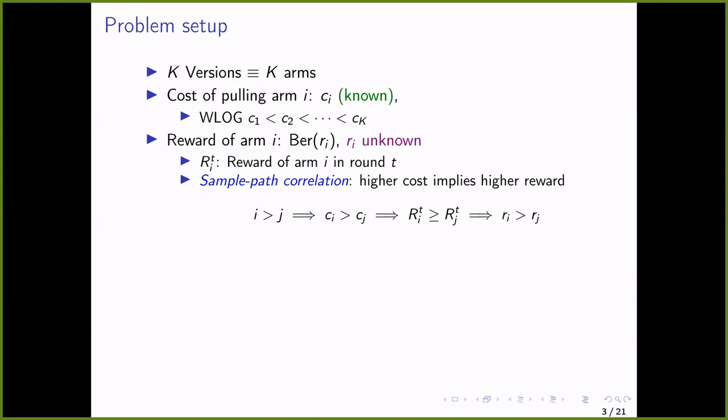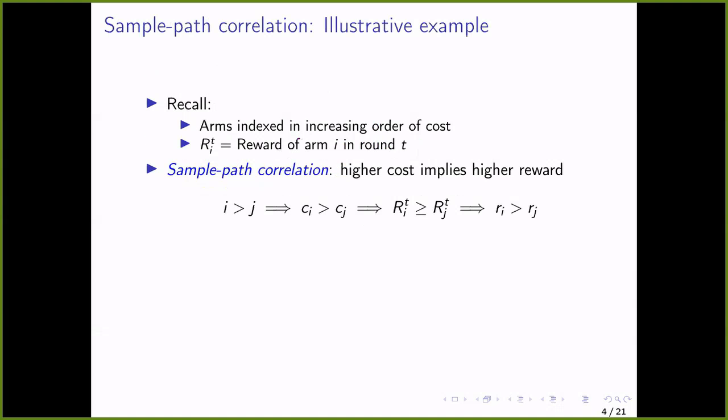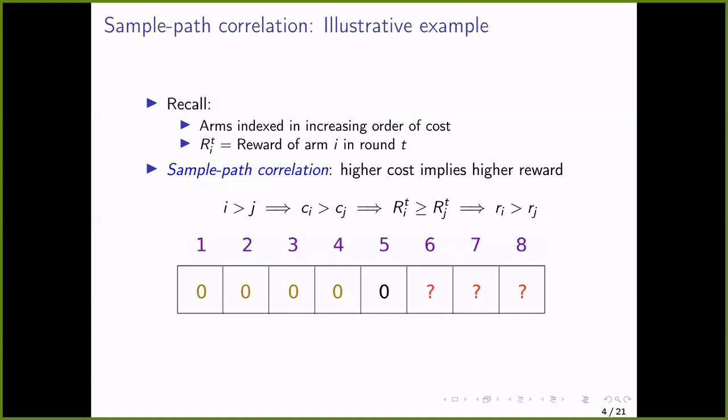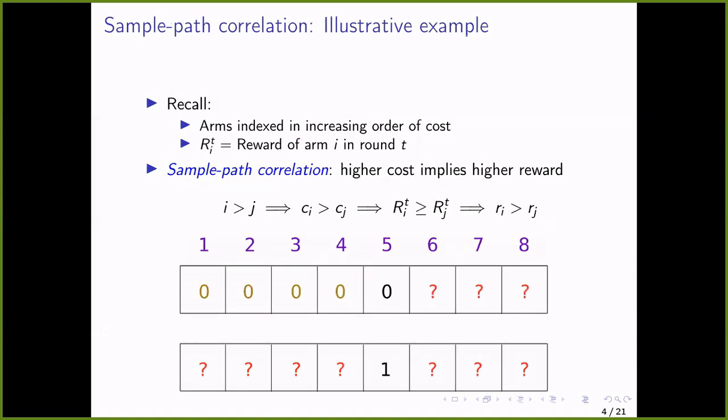To better understand the sample path correlation, let us look at an example. Let us consider there are 8 arms and the reward of arm 5 is revealed to us as 0. Then, by using sample path correlation, we can infer the rewards of arms 1 to 4 as 0. Similarly, if we observe 1 as the reward for arm 5, then we can infer the reward of arms 6 to 8 as 1 using sample path correlation.